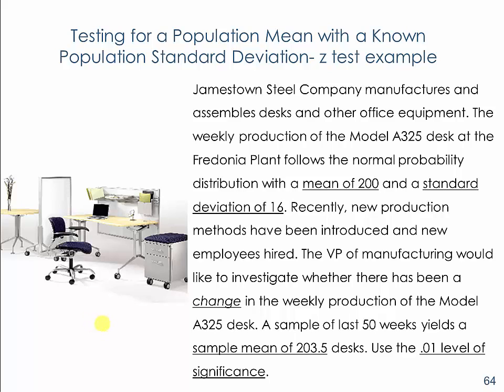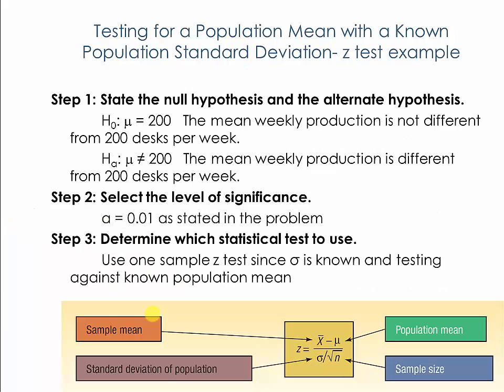You should have remembered by now that step 1 is to state the null hypothesis and the alternate hypothesis. In our example, the null hypothesis is that mu is equal to 200. The mean weekly production is not different from 200 desks per week. The alternate is that the mean weekly production is different from 200 desks per week. So we assume nothing is going on, that the mean weekly production is not different from 200 desks per week. The alternate is, what do we expect to get if something in fact is going on? And then what level of risk of type 1 error are we willing to accept? Well, that's a given in this problem, so we're willing to accept a 0.01 level of risk. Our alpha level is 0.01 as stated in the problem.